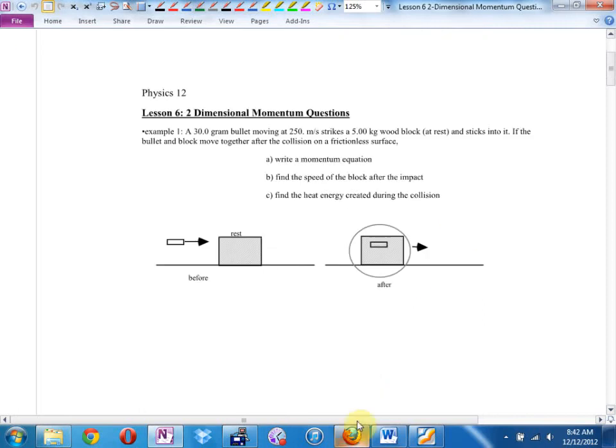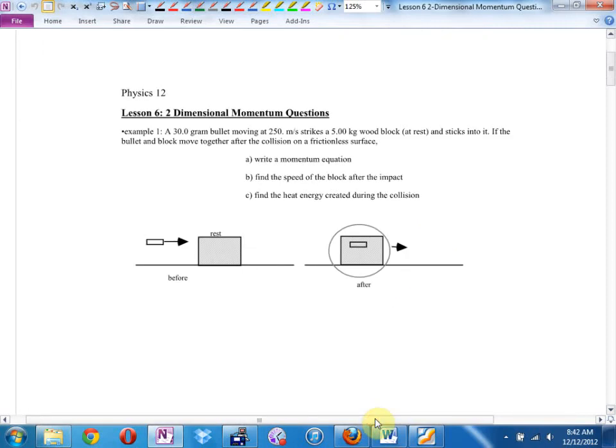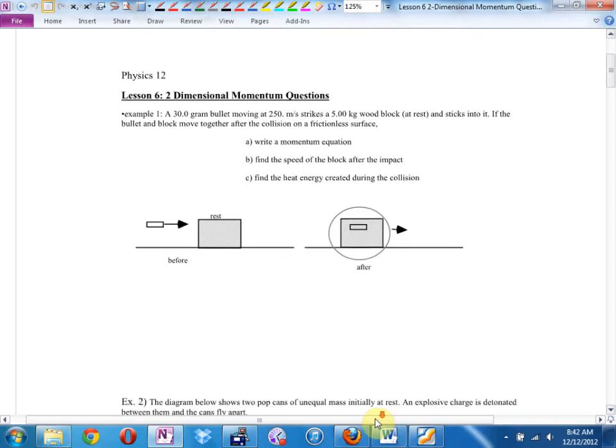Here's a review of a one-dimensional, a linear straight line question. A 30-gram bullet moving at 250 meters per second strikes a 5-kilogram wood block at rest and sticks into it. If the bullet and the block move together after the collision on the frictionless surface, A, write a momentum equation. B, find the speed of the block after the impact. C, find the heat energy created during the collision.